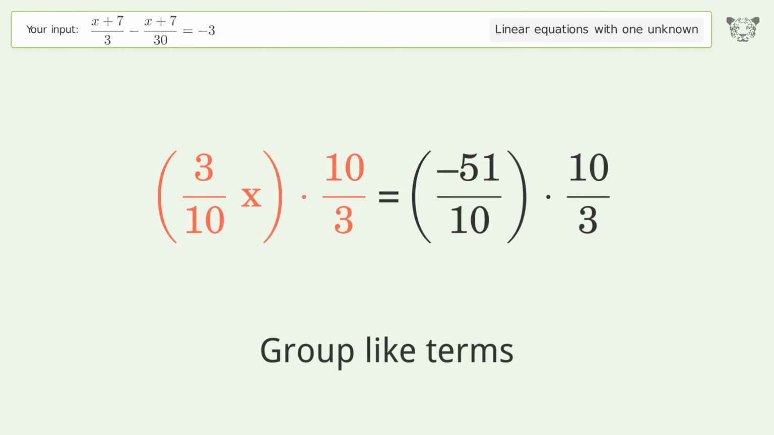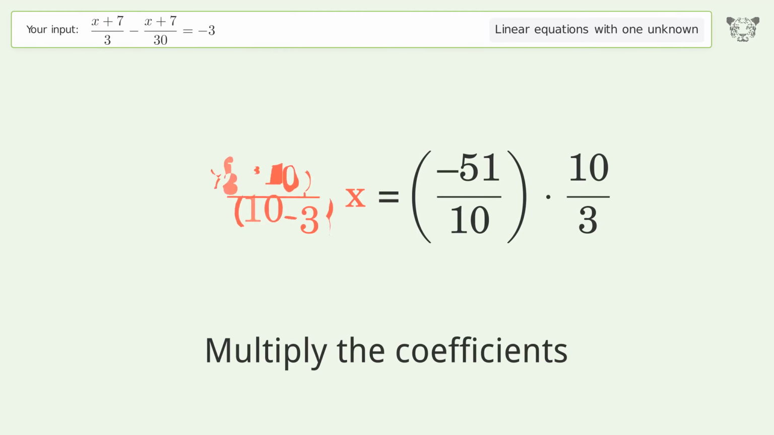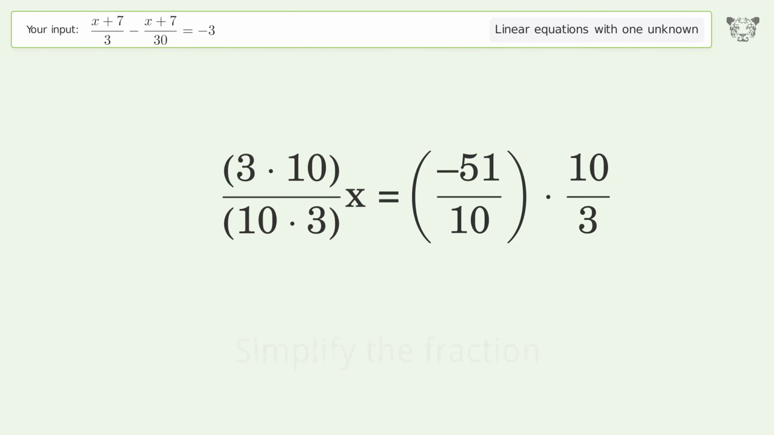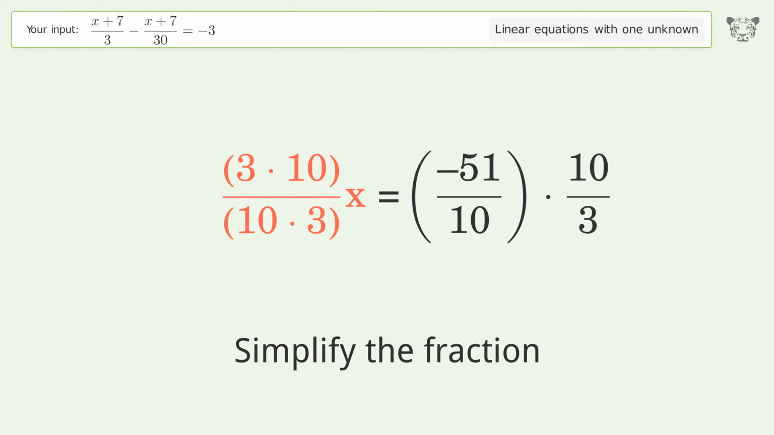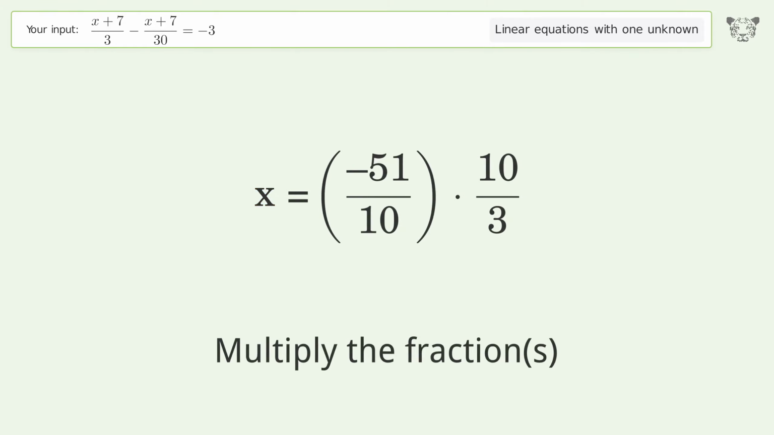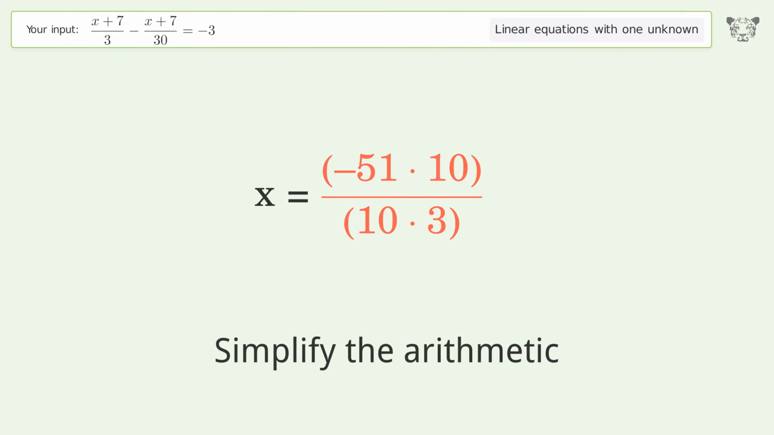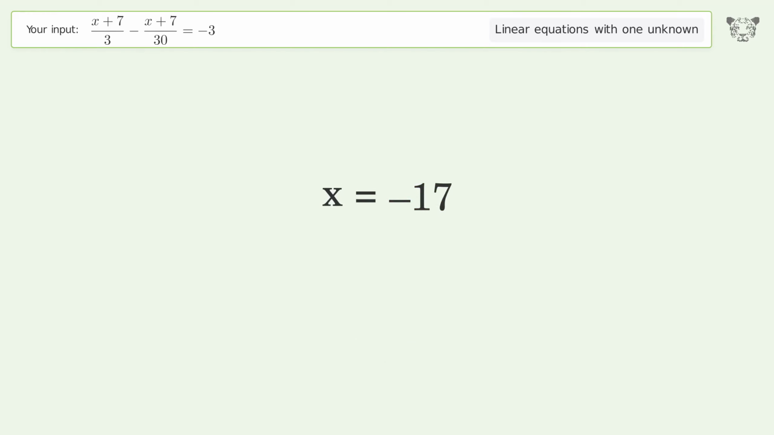Group like terms. Multiply the coefficients. Simplify the fraction. Multiply the fractions. Simplify the arithmetic. And so the final result is x equals -17.